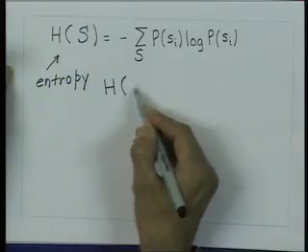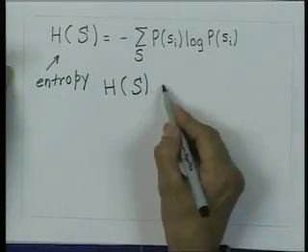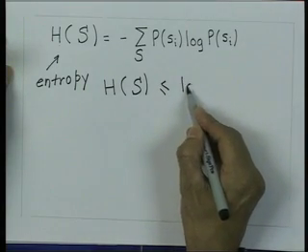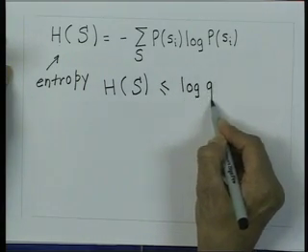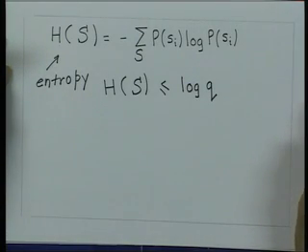The concept of uncertainty will be utilized when we are talking of mutual information during the course of our study. We also had a look at some properties of entropy, and we came to the conclusion that entropy of a source is always less than or equal to log q, where q is the size of the source alphabet S.